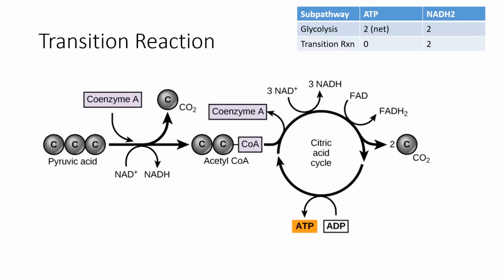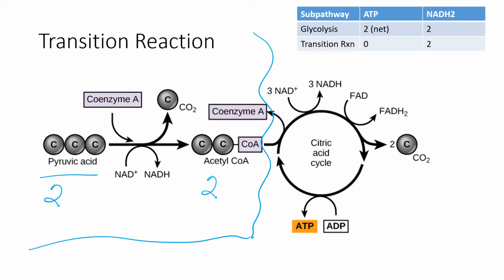Now those 2 pyruvic acid, so I'm only showing 1 here. Remember, there are 2 pyruvate or 2 pyruvic acid in the transition reaction that are going to be broken down into 2 molecules of acetyl-CoA. So this part of it is the transition reaction right here that I boxed in, because the transition reaction is what connects the glycolysis to the Krebs cycle. So 2 pyruvate are broken down into 2 acetyl-CoA.